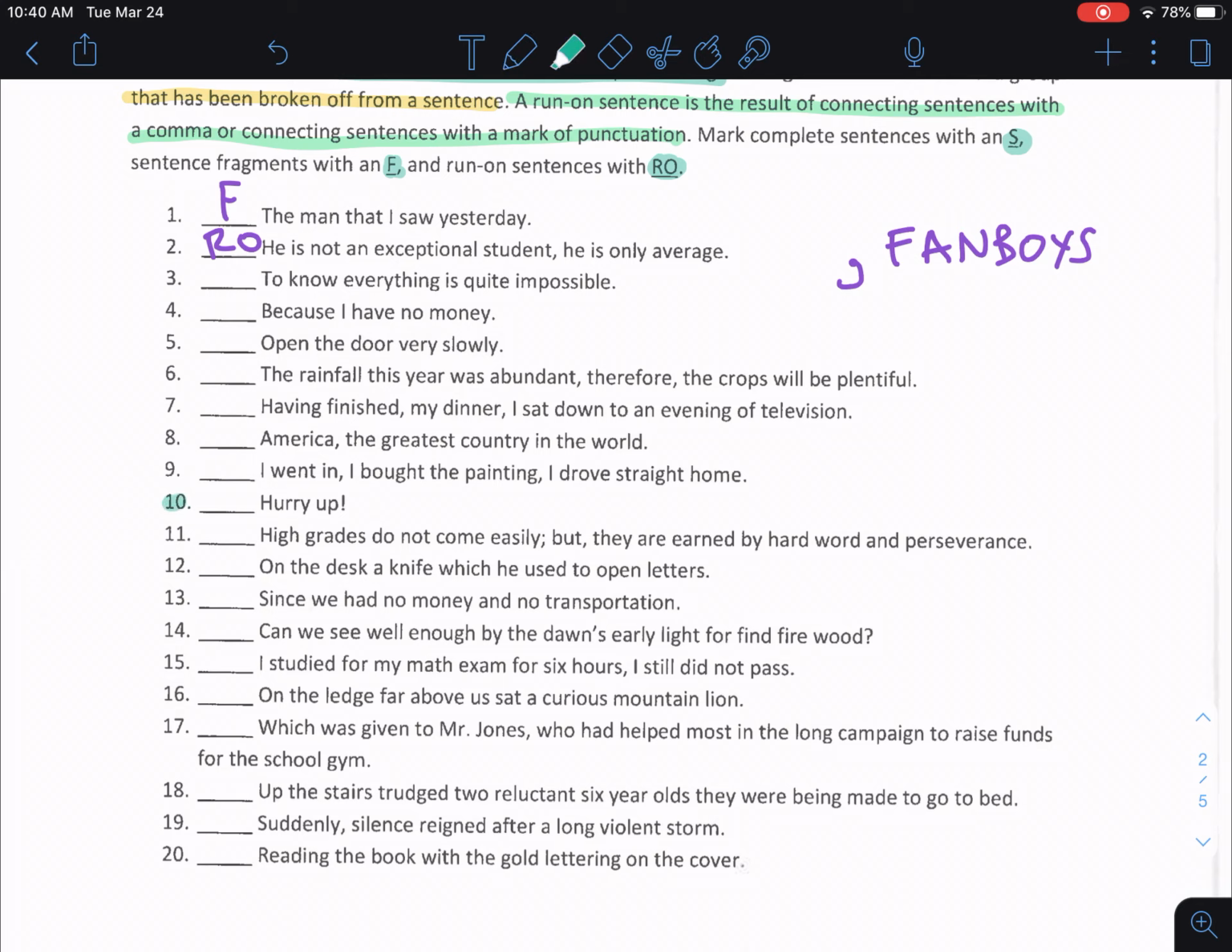So I'm going to look at number 10 here. Number 10 says, hurry up. It doesn't have a subject stated, but it has what we call an implied subject. This is a complete sentence. Remember that it is an imperative sentence. It's telling you what to do.